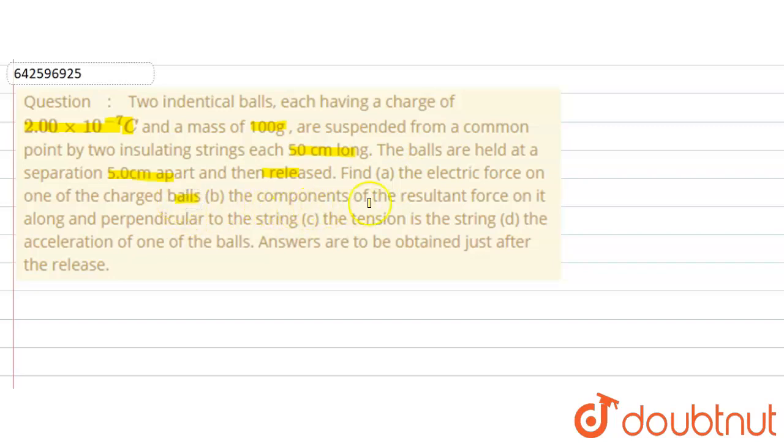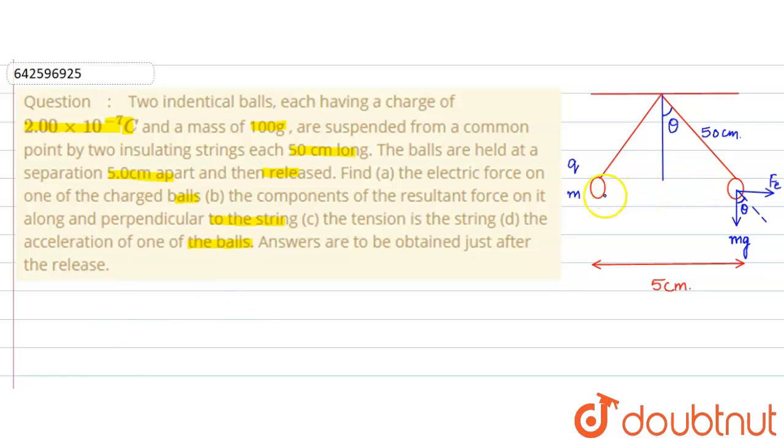We have to find the component of the resultant force on it along and perpendicular to the string. Next we have to find the tension in the string, and in the last we have to find the acceleration of the ball. So let us try to draw a simple diagram for better understanding of this question.